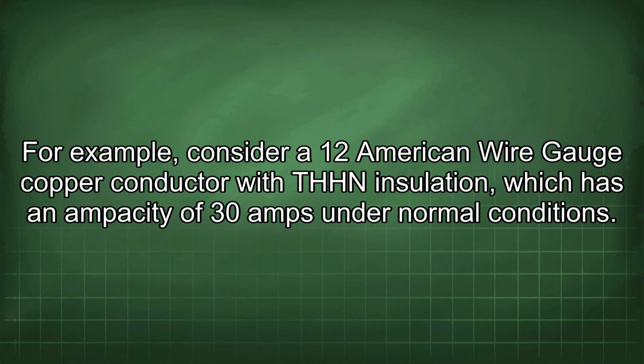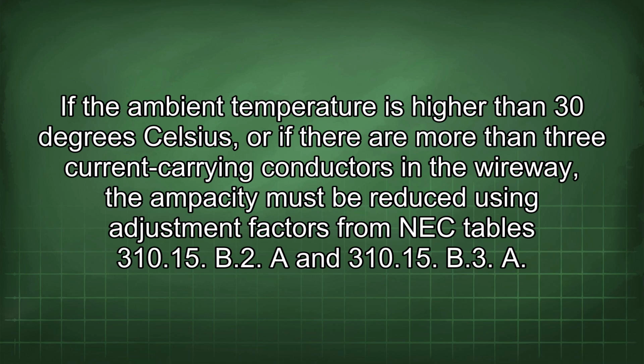For example, consider a 12 American wire gauge copper conductor with THHN insulation, which has an ampacity of 30 amps under normal conditions. If the ambient temperature is higher than 30 degrees Celsius, or if there are more than 3 current-carrying conductors in the wireway, the ampacity must be reduced using adjustment factors from NEC Tables 310.15(B)(2) and 310.15(B)(3).